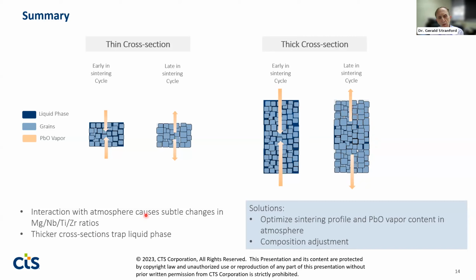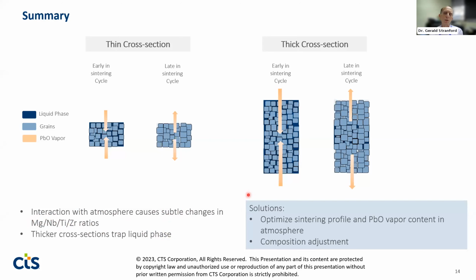So a couple of things are probably going on here. I mentioned the trapped liquid phase. In the presence of that liquid phase, it would just naturally bring the properties down a little bit because it's not going to perform as high as the base composition. But also, due to some of the interactions with the liquid phase and what gets dissolved into that liquid phase and what gets precipitated out, we're probably having some subtle shifts in the ratio of the major cations that are sitting on the B site.